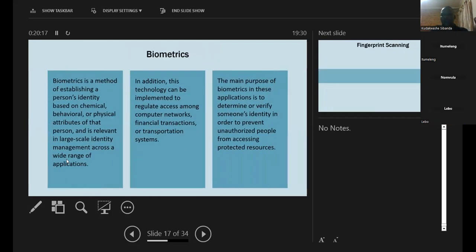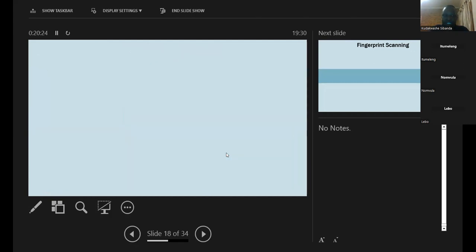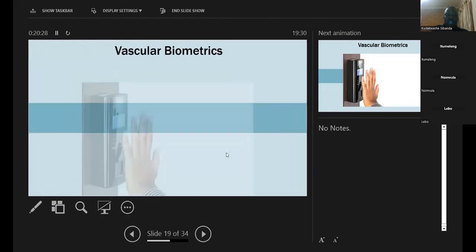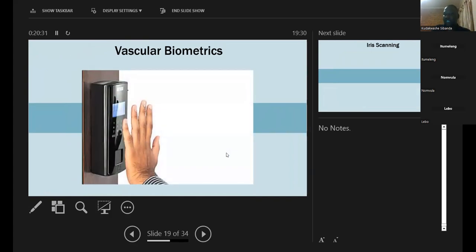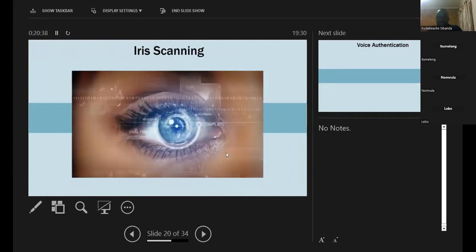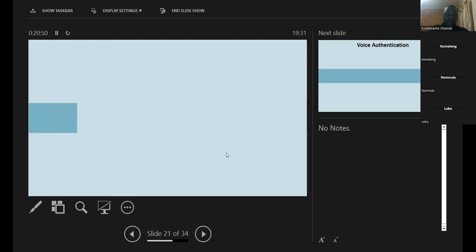Then another way of ensuring access control is using biometrics. When we're talking about biometrics, we're talking about fingerprint scanning. We're talking about vesicular biometrics, where they can maybe detect heat or something from your body. Then there's iris scanning. So this is not only stuff from movies, right? Where you can see a person going to a vault and then they scan the iris, because your iris is unique. It's more like your fingerprint, right?